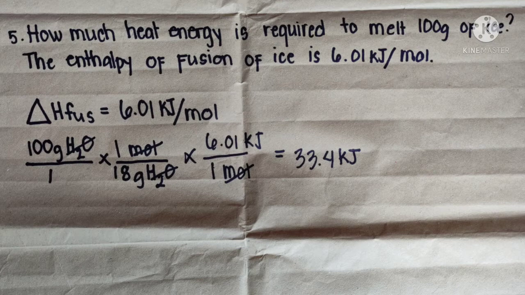The molar mass of water is approximately 18 grams per mole. Oxygen is 16 and hydrogen individually is 1, and there are 2 hydrogen atoms, so 2 plus 16 is 18. Now we can take the moles and convert it to kilojoules. One mole of ice requires 6.1 kilojoules of heat energy to melt. So it's going to be 100 divided by 18 multiplied by 6.1. The answer is 33.4 kilojoules of heat.